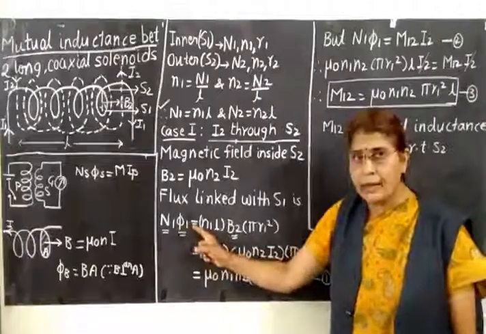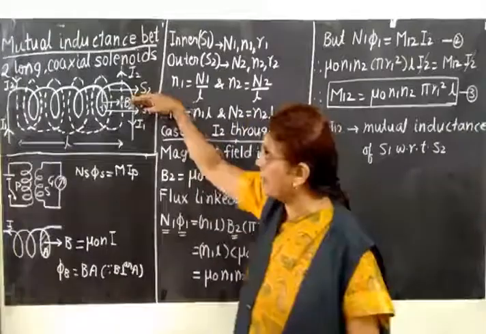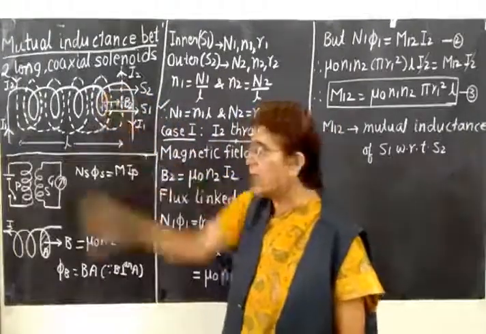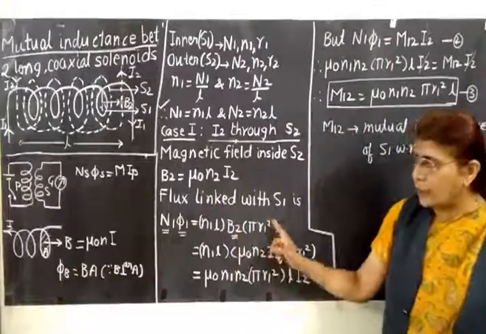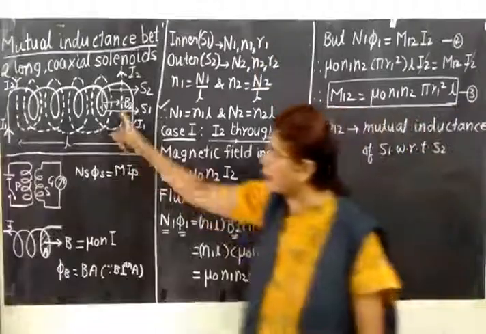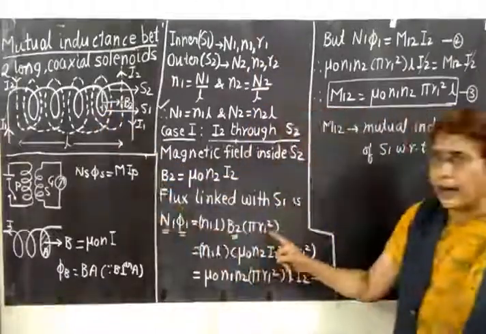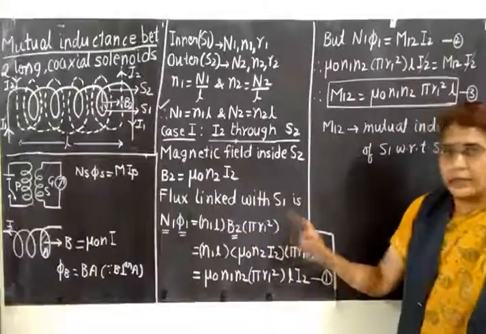What is the value of Phi1? Phi1 is given as the product of B and A because B is normal to the area of cross section. So it is B, and B is nothing but B2, and the area of cross section of the inner solenoid. Radius is R1, so what will be the area of cross section of the inner solenoid? It will be pi R1 square. So you will have n1 L B2 into pi R1 square.